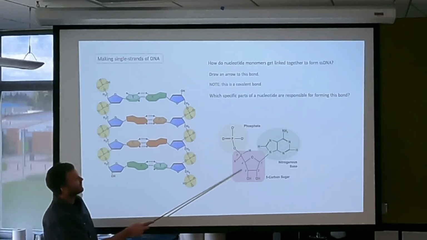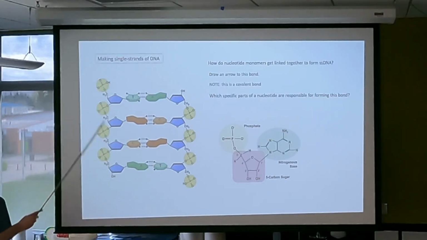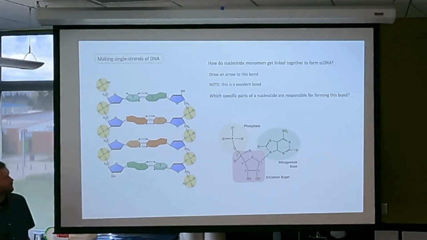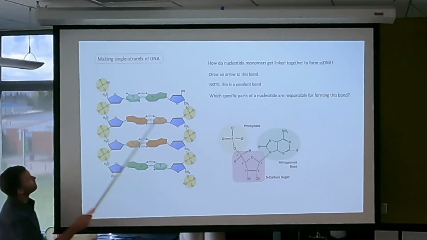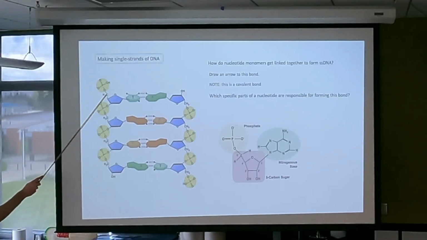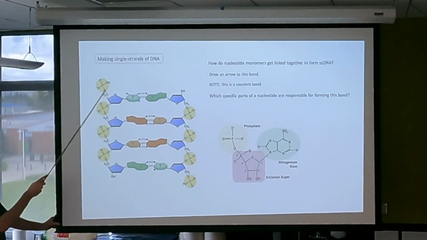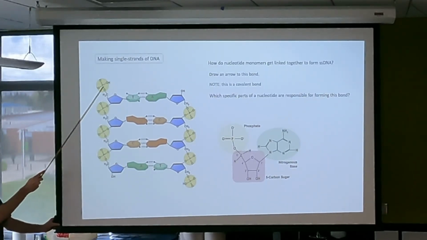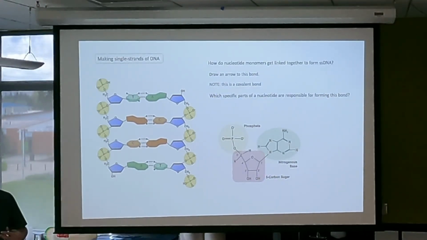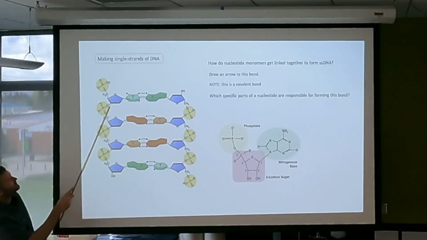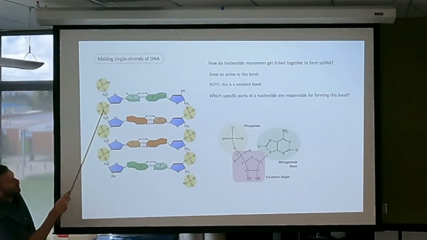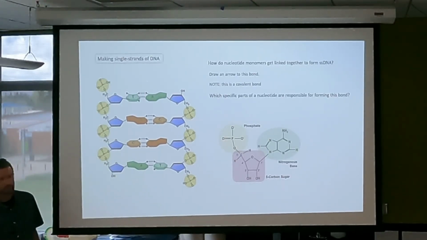What numbered carbon is going to form the bond with this phosphate below it? Carbon number 3. This is carbon 5 up here. In one nucleotide, the 5 carbon attaches to the phosphate within the same nucleotide. But when you're linking it to another nucleotide below it, it's the 3rd carbon, always the 3' carbon, forming a bond with that phosphate. And what type of bond is this? It's a covalent bond.